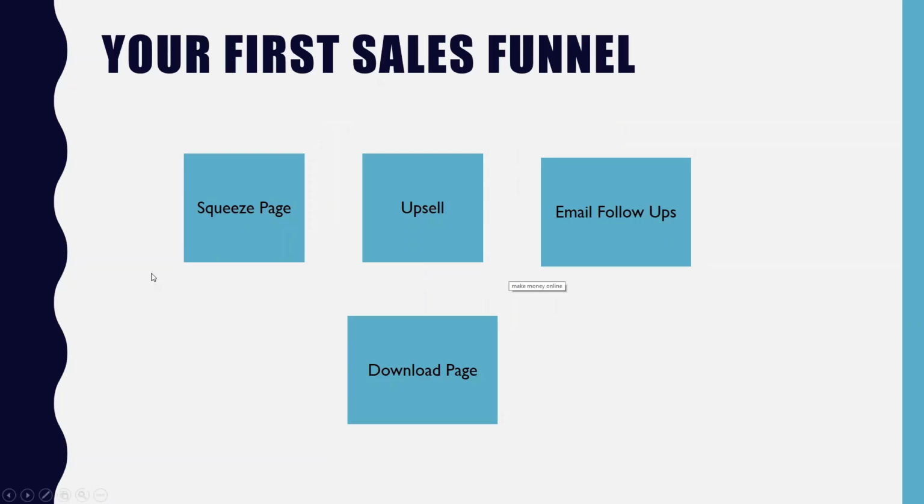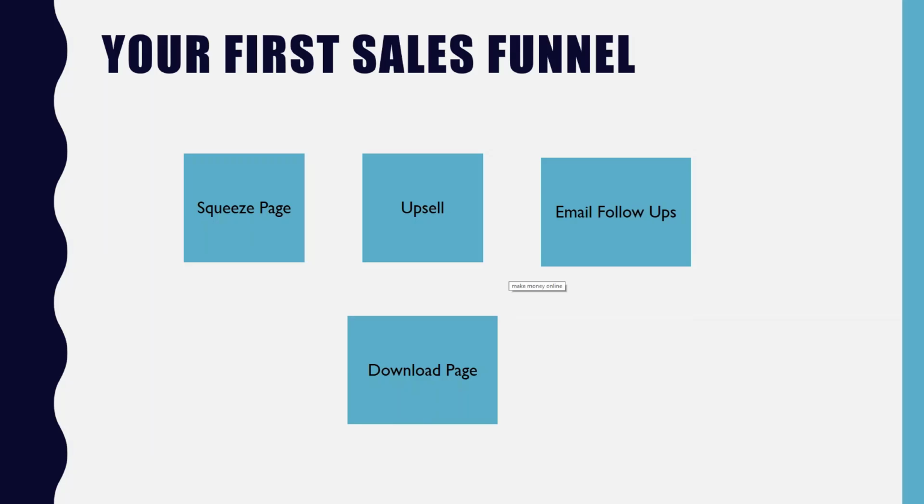And that is, you have a squeeze page, you take them to an upsell. In your autoresponder, you have email follow-up set up for your customers. Then you have a download page, where on that download page they can get what they opted in for, the free product they opted in for. And then they can also get sold on your product, or they can get sold on related affiliate offers.